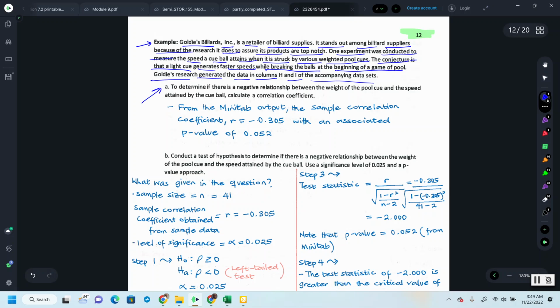Our first goal is to determine if there is a negative correlation or relationship between the weight of the cue ball, that would be one of the variables, and the speed attained by the cue ball, that is another variable. To see if that relationship exists and to quantify its strength, we're going to calculate a correlation coefficient. So let's go and see what the data looks like.